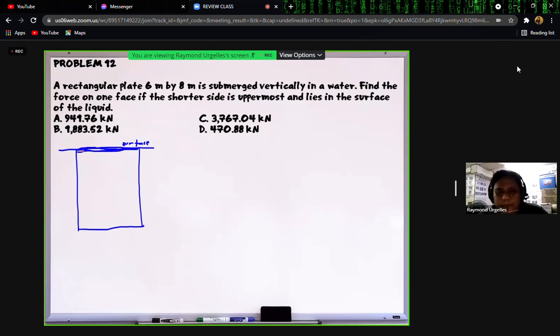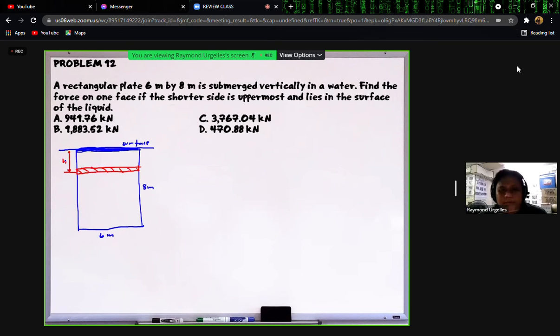Ibig sabihin nasa pinakataas yung ating shorter side, that's 6 meters and lies in the surface of the liquid. Nandito siya sa surface ng fluid natin. So meaning this is 6 meters, and this is 8 meters. Again, we have two ways to answer this problem. The first way is by using the horizontal strip, like this one.